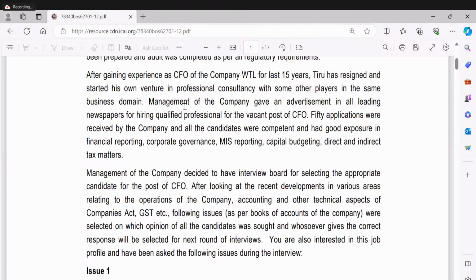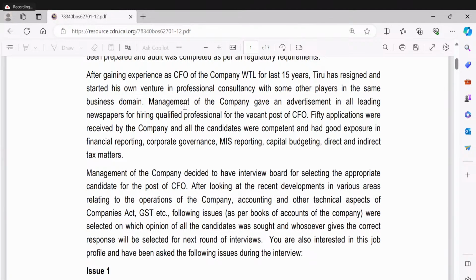Now what was the option left with the management? They have to look for a new person. So the management of the company gave an advertisement in all leading newspapers for hiring a qualified professional for the vacant post of CFO. As I already briefed you, this case study is about filling the vacant position of CFO, and how they are going to test the new candidates.